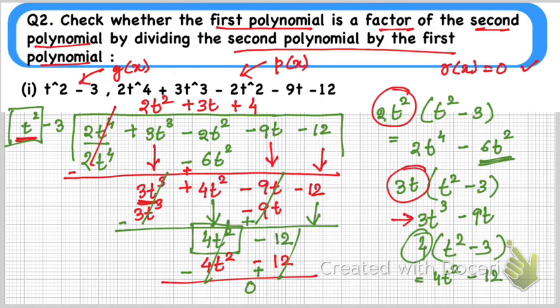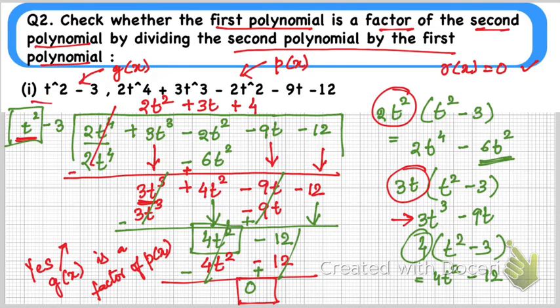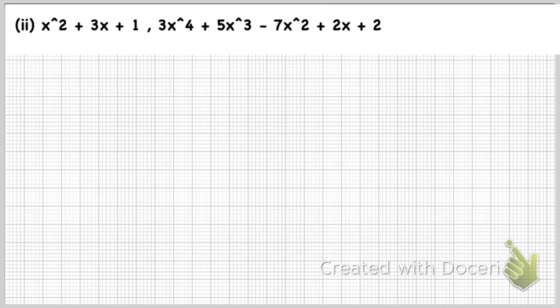So since here we got the remainder r(x) as 0, we can conclude that yes, g(x) is a factor of p(x). Means the first polynomial that we have considered as g(x) is a factor of the second polynomial that we have considered here as p(x). Okay, moving on to the next question.